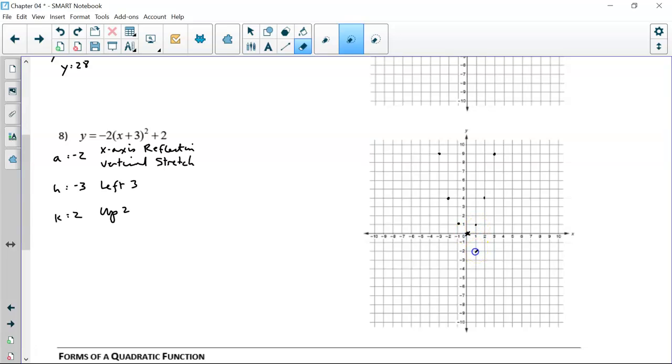1 times negative 2 is negative 2. Same thing over here. 4 times negative 2 is negative 8. Same thing on the other side. And that's good enough for us. The other one's way off the graph.